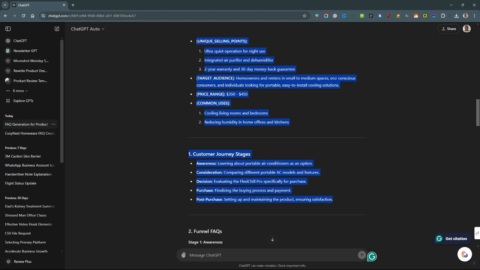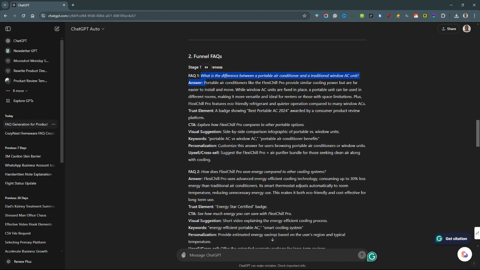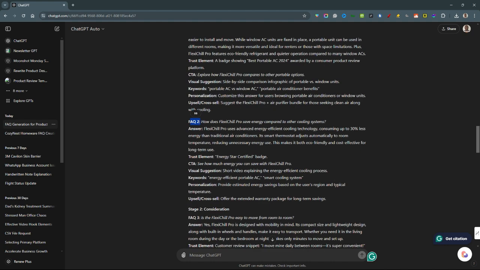So what the AI prompt does, it takes all this information and it creates an FAQ funnel content for your page. So these are the funnel FAQs. First one, stage one is awareness. So it asks that question. It also has a call to action there, and it gives you suggestions, keywords, personalization. It also gives you a second question there.